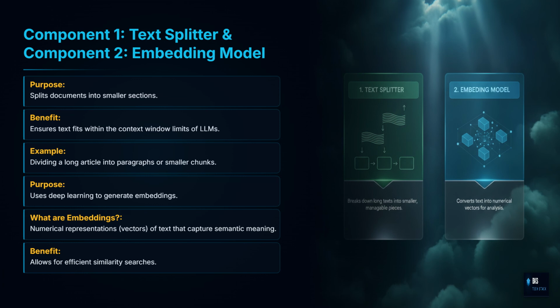Next up is the embedding model. This component uses advanced deep learning techniques to convert our text chunks into numerical representations, called embeddings. Think of these embeddings as a way to capture the meaning of the text in a format that computers can understand and compare mathematically. This is key for finding similar pieces of information later on.